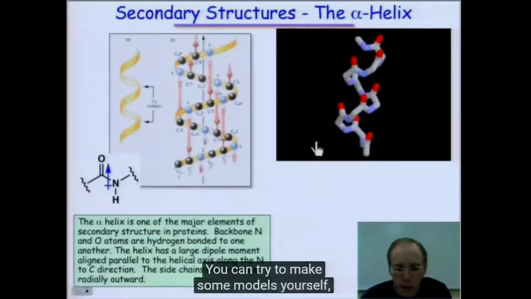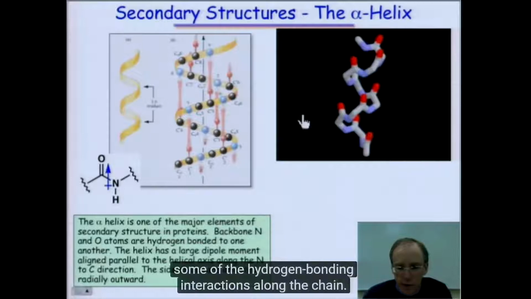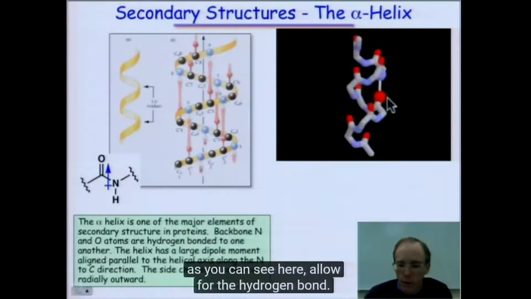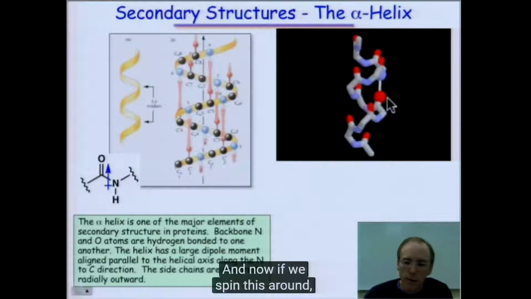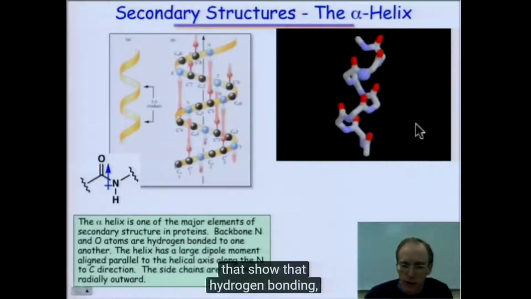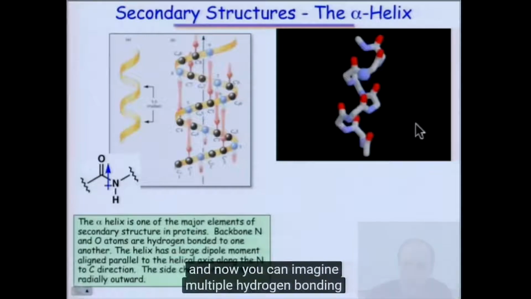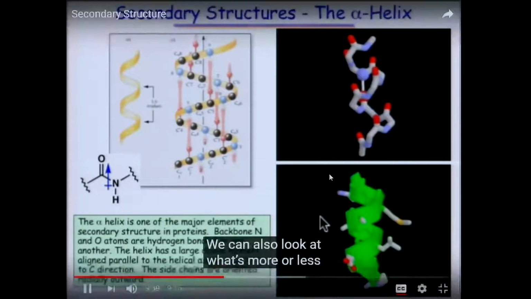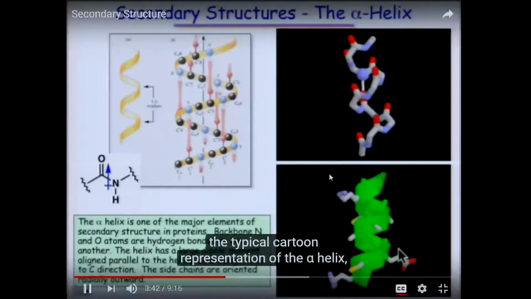I've made some models. You can try to make some models yourself, but what you'll notice is some of the hydrogen bonding interactions along the chain. So the adjacency of the NH and the carbonyl, as you can see here, allows for the hydrogen bond. And now if we spin this around, you can see different orientations that show that hydrogen bonding, and now you can imagine multiple hydrogen bonds that would help rigidify that structure.